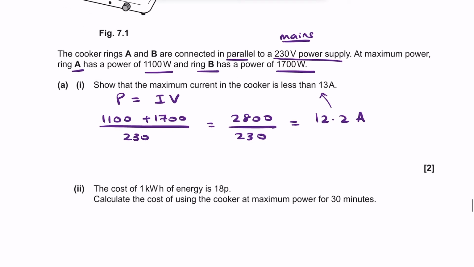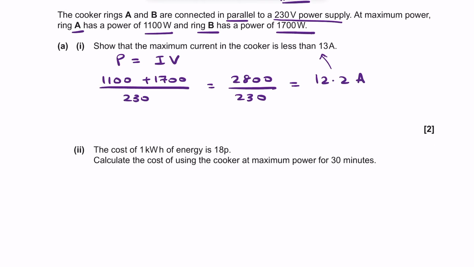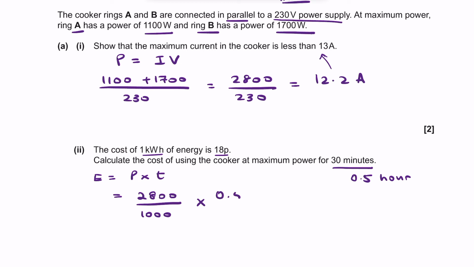Okay, so for the next part, we are given that the cost of 1 kilowatt hour of energy is 18p. Calculate the cost of using the cooker at maximum power for 30 minutes. So that is half an hour. And we know that energy is equal to power times time, and the power is 2800 watts, but this has to be in kilowatts. So I'm going to divide this by 1000 and times it by the time in hours, which is 0.5.